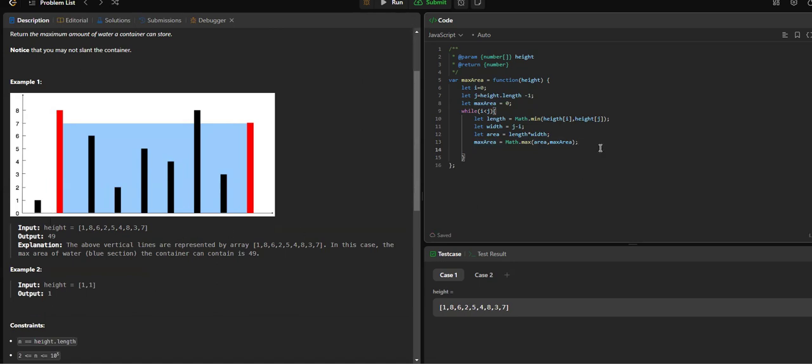And now try to move the pointer inwards. So whichever the value is lower, just move that inwards. So if height of i is less than height of j, then move the i pointer inwards, that is i plus plus, else move the j pointer inwards, which is j minus minus. And once this loop is done, then the max area will be updated with the maximum area.